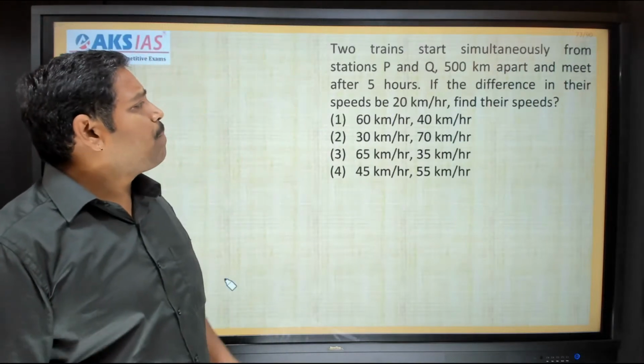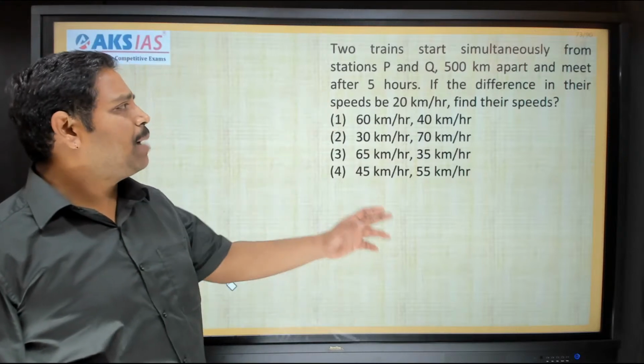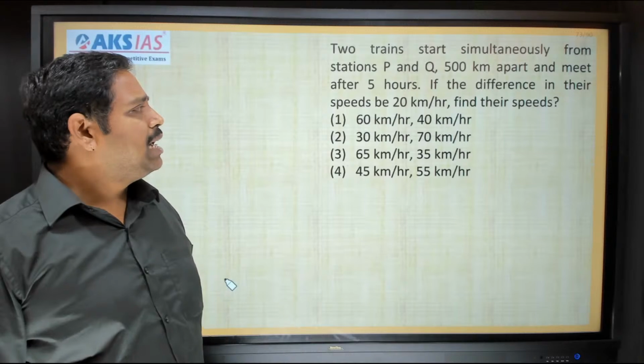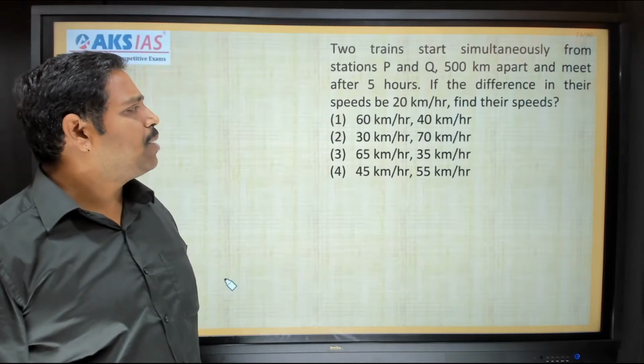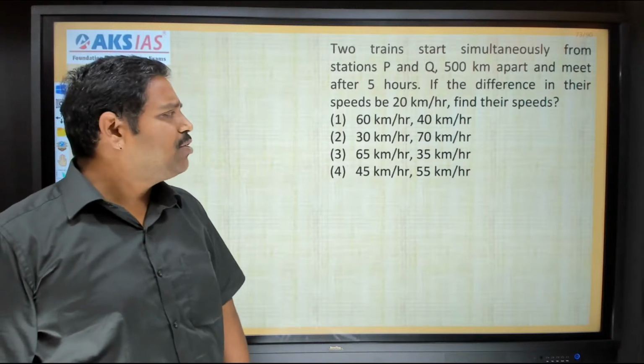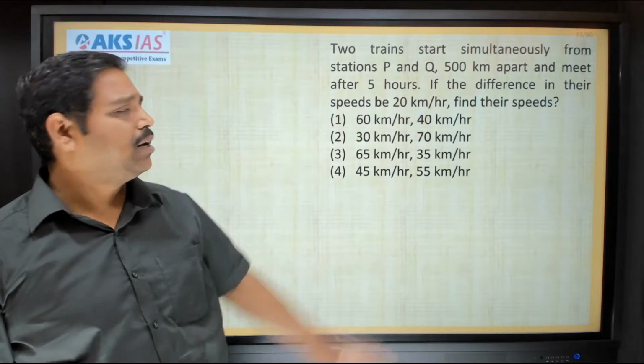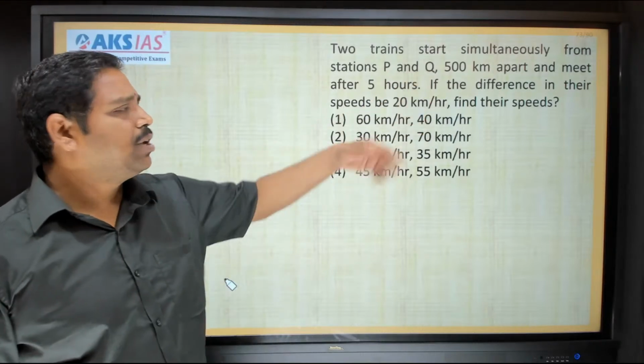Two trains start simultaneously from stations P and Q, 500 km apart, and meet after 5 hours. If the difference in their speeds be 20 km per hour, find their speeds. Very good. Actually this is not a question from trains, but since we have the word train here, we can work it out in the trains topic.